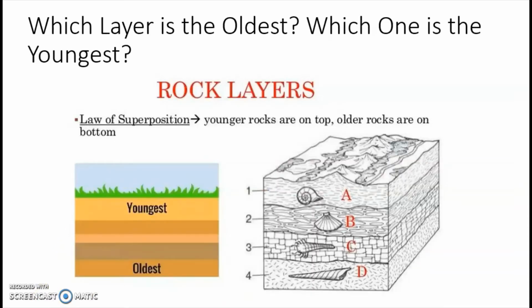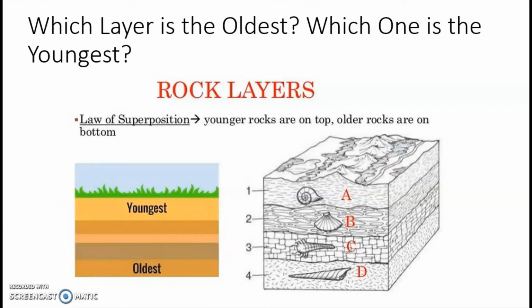Now, this part you might remember from class. Which rock layer is the oldest? Which one is the youngest? Look at this D. D is the oldest because it went down first. Then C is younger, B is younger, A is the youngest. So younger rocks are on top. Older rocks are on the bottom. This is the oldest. This is the youngest.